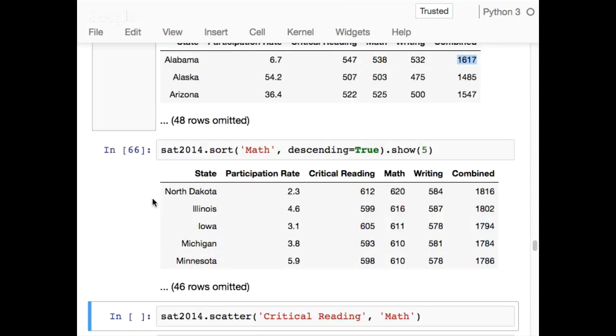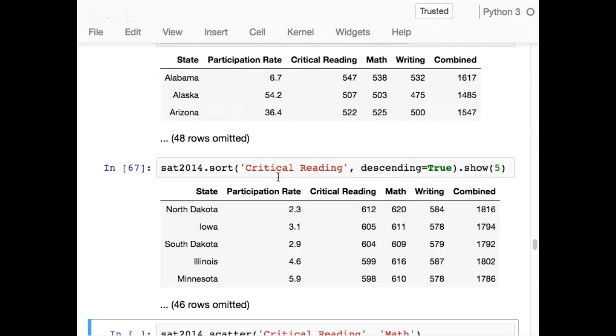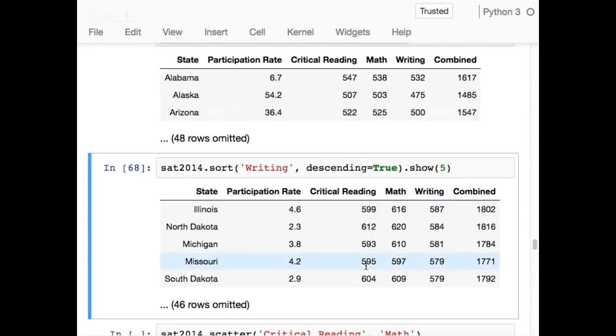So here we have North Dakota, who got an average of 620 in math, and also an average of 612 in critical reading. It turns out that North Dakota scored above everyone else in critical reading, or close to everyone else. Indeed, it did do better than everyone else. And almost in writing as well. Only Illinois had a higher writing score. So let's look at math.